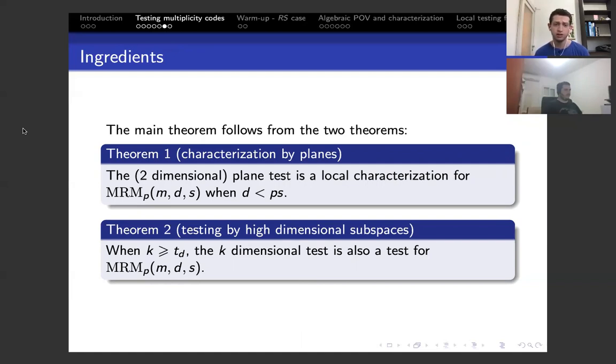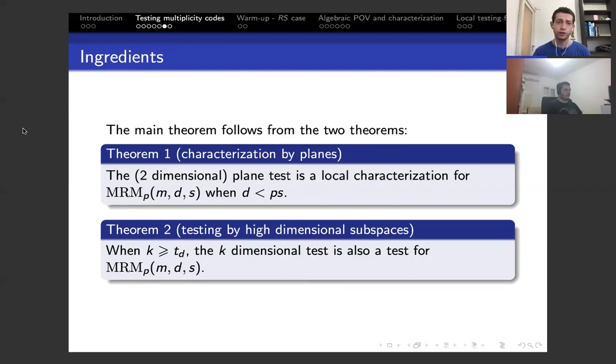The second part is showing that, well, we hoped earlier that the k-dimensional test would be effective for larger degrees than in the Reed-Muller case. We show that it's effective at least for the same degrees. So we show that if k is above the Reed-Muller testing dimension, then the k-dimensional test is also a good test for multiplicity codes. So while the first part tells us that there's at least one plane, the second part will help us show that the proportion of planes is non-negligible.